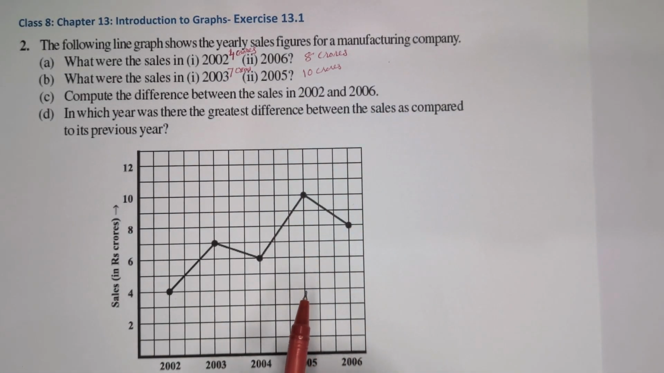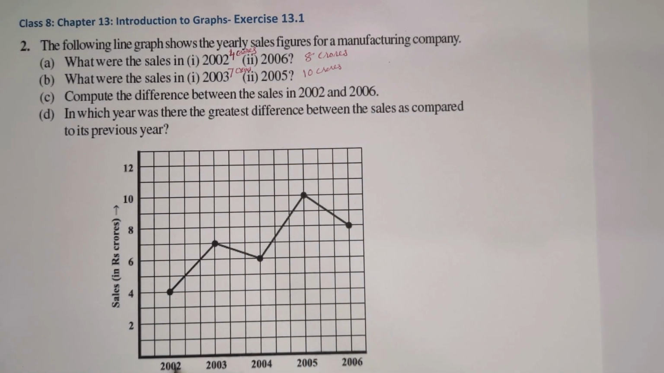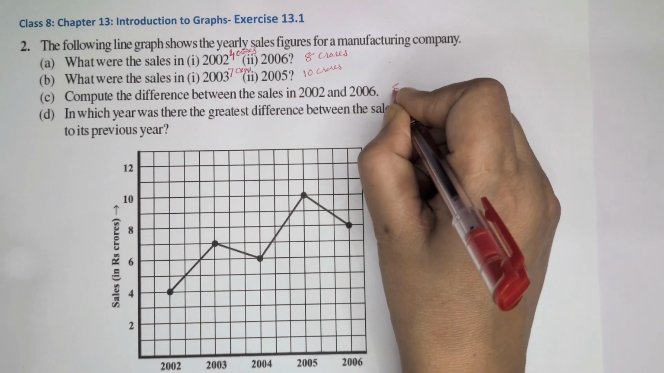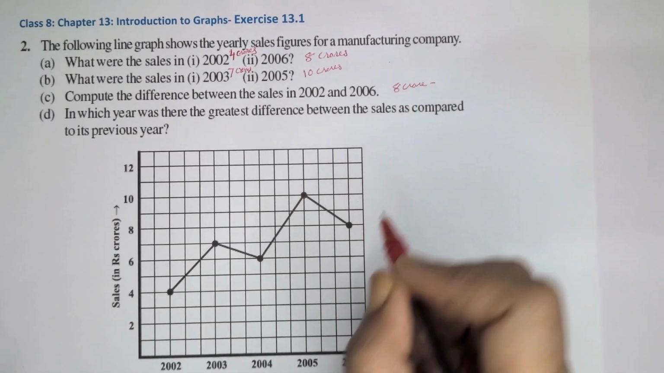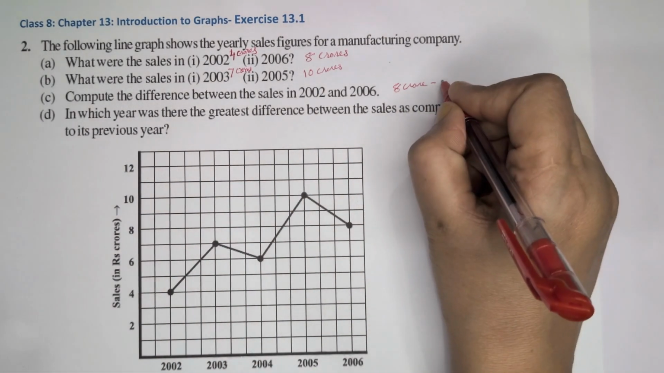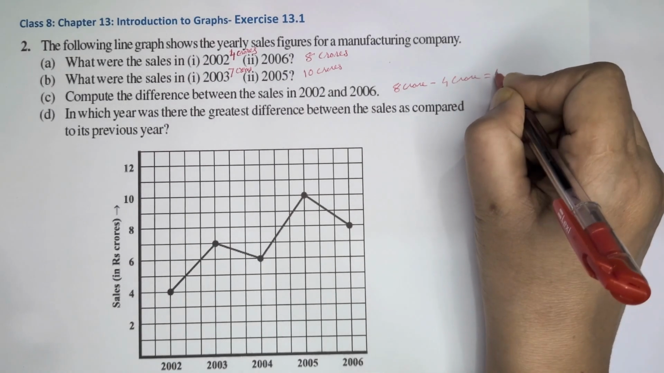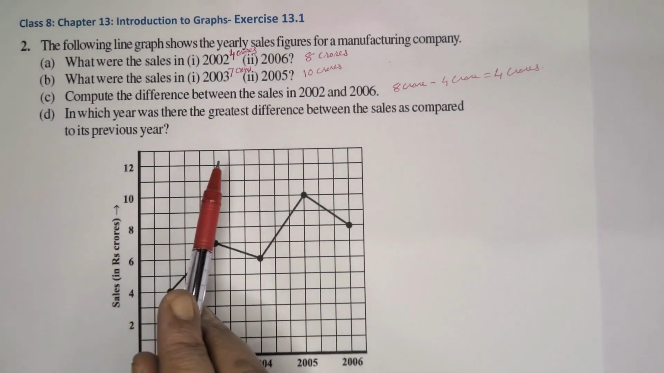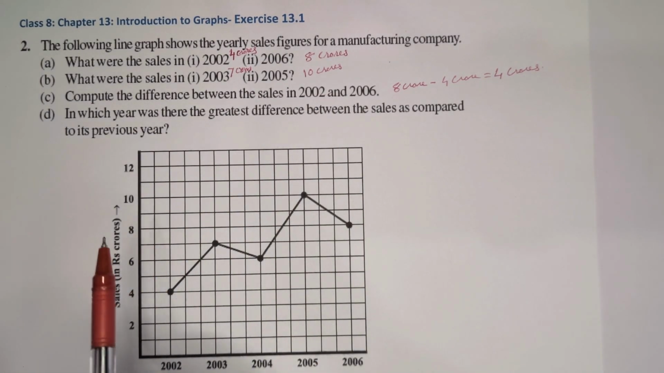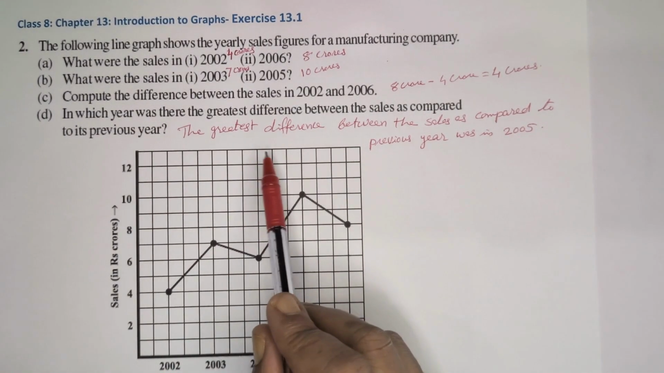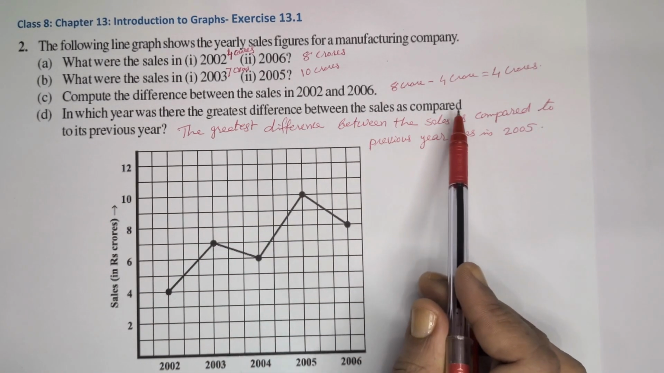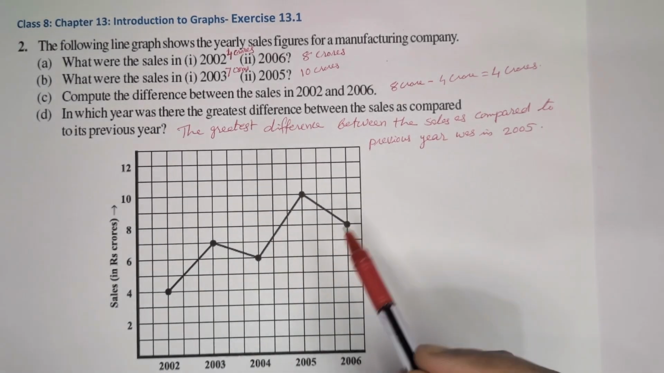Compute the difference between the sales in 2002 and 2006. 2006 we know is 8 crore, minus 2002, that is 4, which is equal to 4 crores. In which year was there the greatest difference between the sales as compared to its previous year? The greatest difference between the sales as compared to its previous year was in 2005.